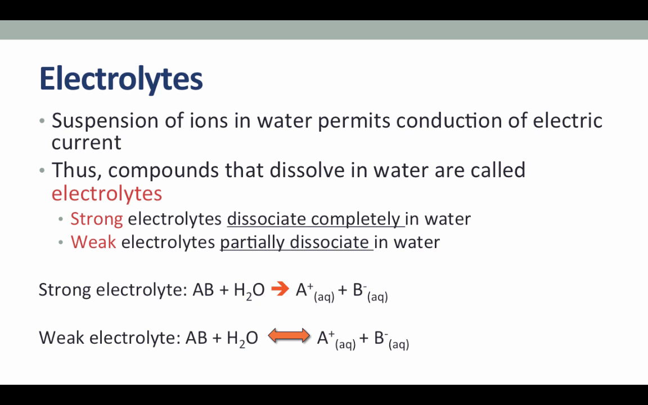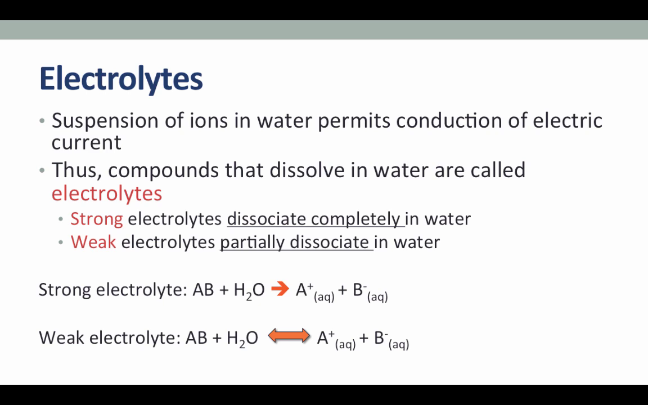Strong electrolytes are ionic compounds that dissociate completely in water. Like sodium chloride, when we add it to water, all that is left is sodium ions, chloride ions, and water. There is no more sodium chloride present.